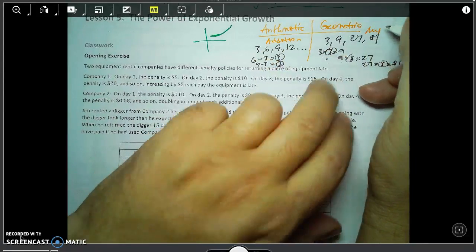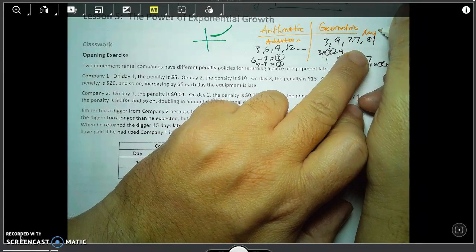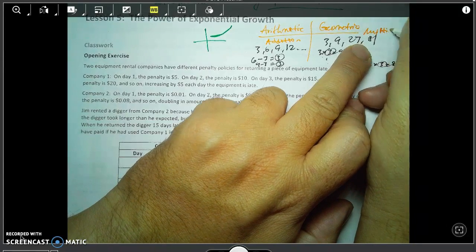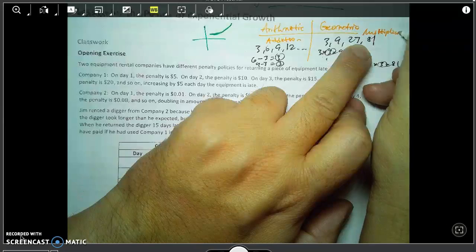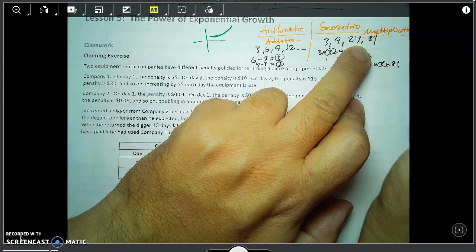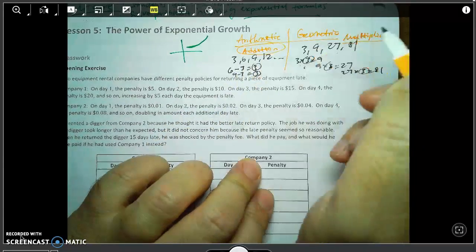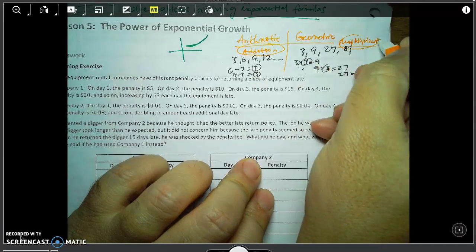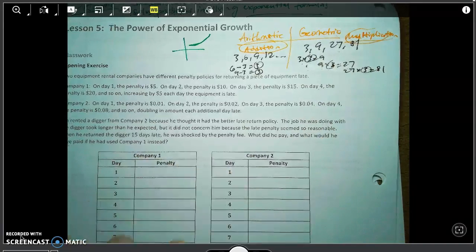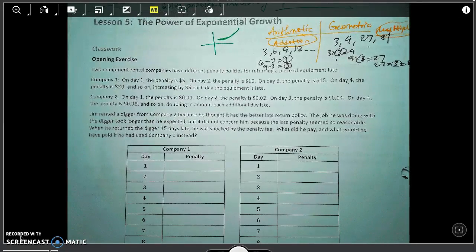So for geometric, the way we find the sequence is by multiplication. Just make sure that you understand that when we're talking about arithmetic, we're talking about addition, and geometric means multiplication. Okay, so let's look at the opening exercise.